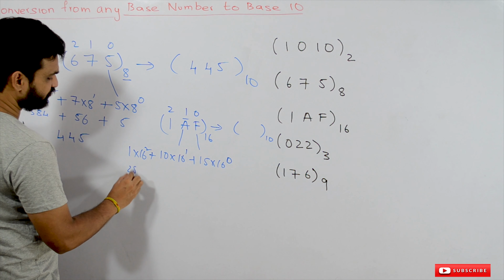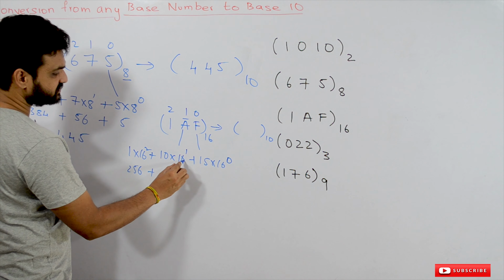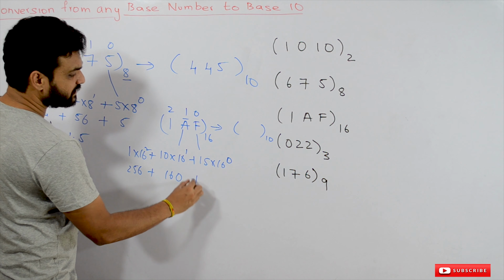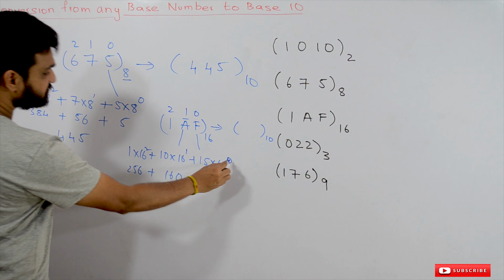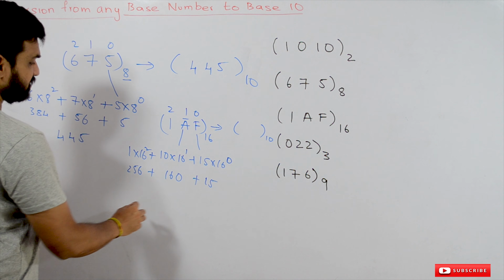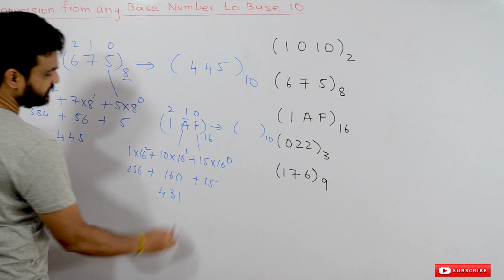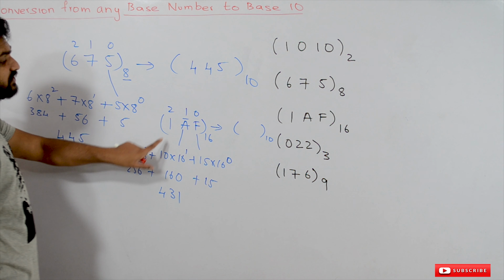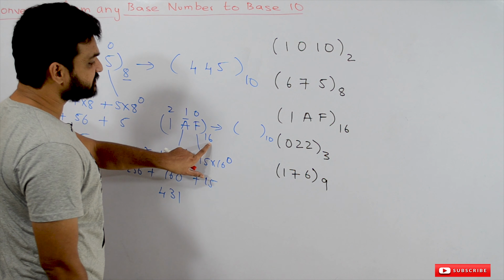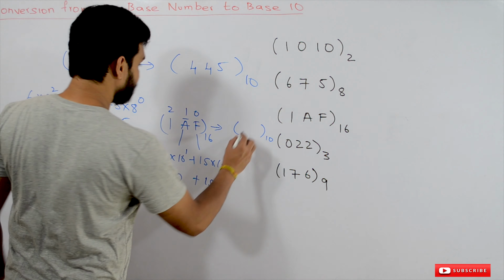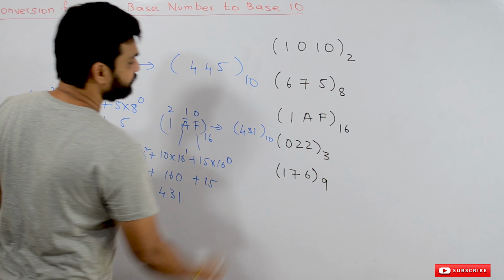16 square is 256, plus 160, plus 15. So what is the sum of all these? It is 431. So the decimal equivalent of 1AF given in hexadecimal is equal to 431.